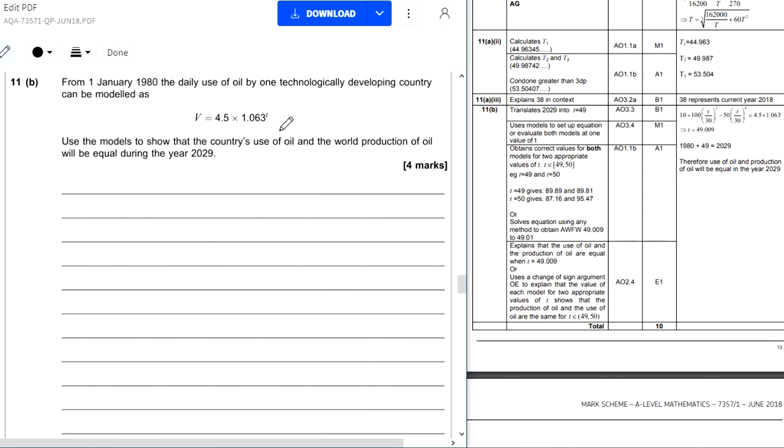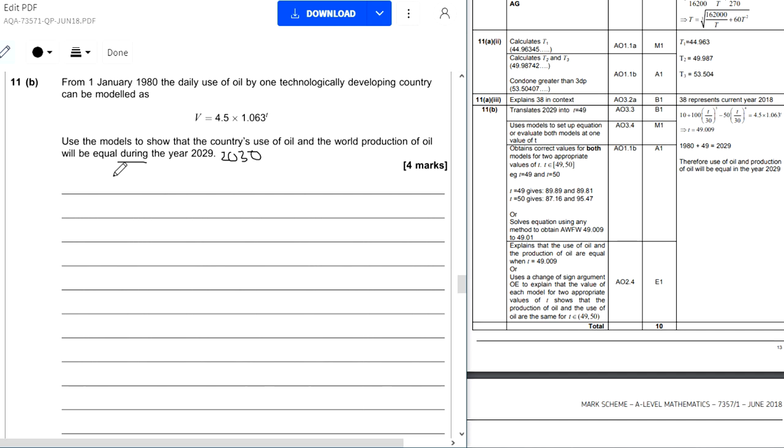From the 1st of January 1980, the daily use of oil by one technologically developing country can be modelled as that. Use the models to show that the country's use of oil and the world's population of oil will be equal during the year 2020. During means it's going to be just above 2020 but below 2030.